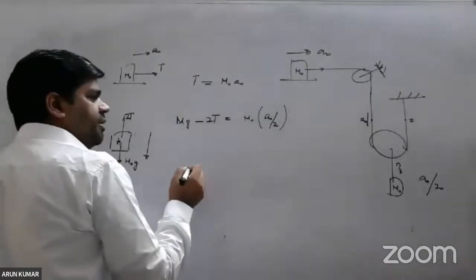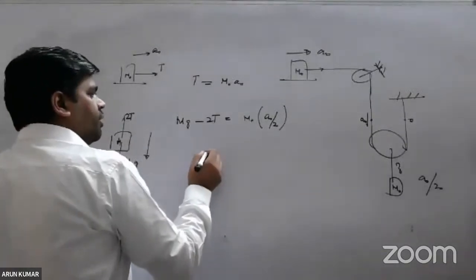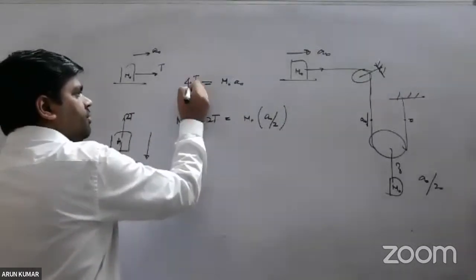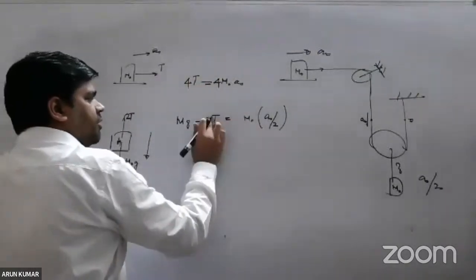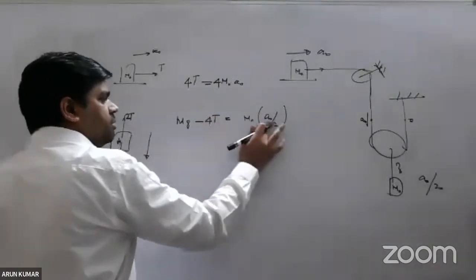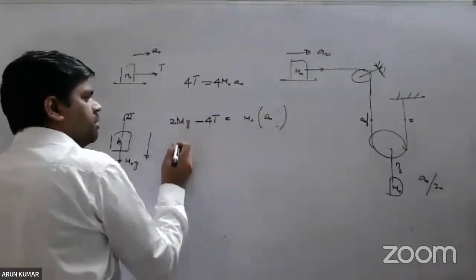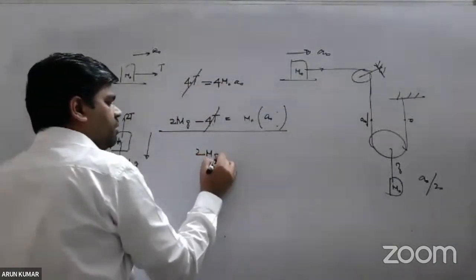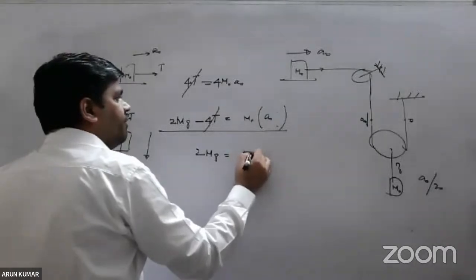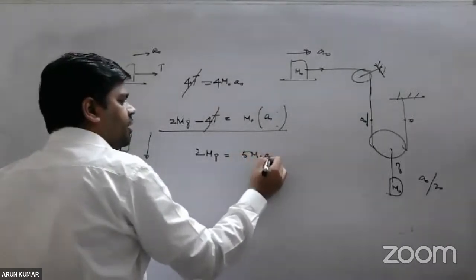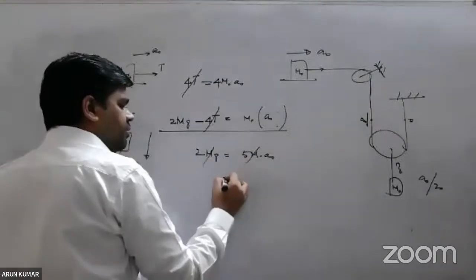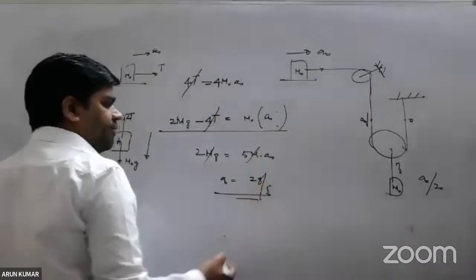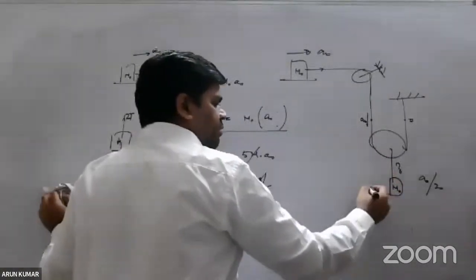All right. So Gayatri is right. A naught by 2. Okay. Now what I do? I multiply this with 4. And I cross multiply 2 here. I add these two equations. So I'll get 2mg is equal to 5m naught into A naught. M gets cancelled out. A naught is equal to 2g by 5. If this is 2g by 5, this is g by 5.